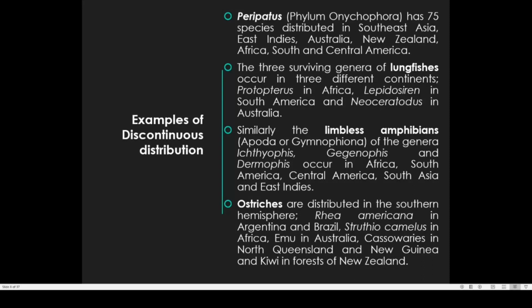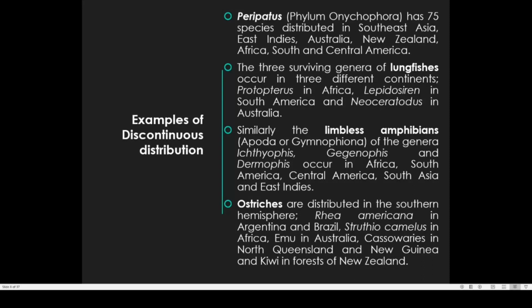So in the case of ostrich also, we can find that the ostrich used to have a cosmopolitan distribution once. It is because of the disappearance of the ostrich in other areas that it is now restricted to different locales, different countries or different regions. And after that separation, since there is no gene exchange between them, each population evolved in a separate region.